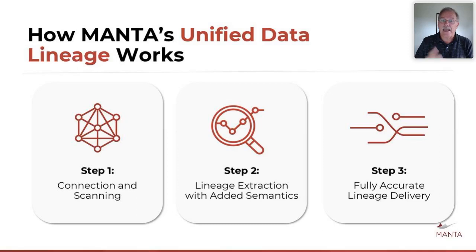And then MANTA adds semantics to it. In other words, it parses the information and determines that this component is a transformation. And so I'm going to provide that as an expression when somebody looks at it. We'll color code it differently, make it easy to spot. We'll color code the technology resources differently so you can easily identify those. And that becomes the full accurate delivery of your lineage.